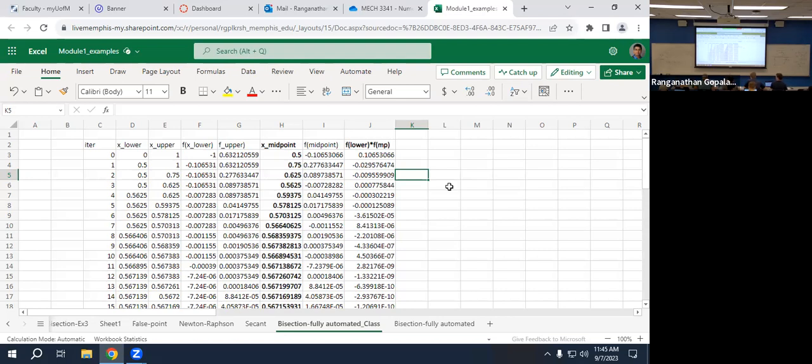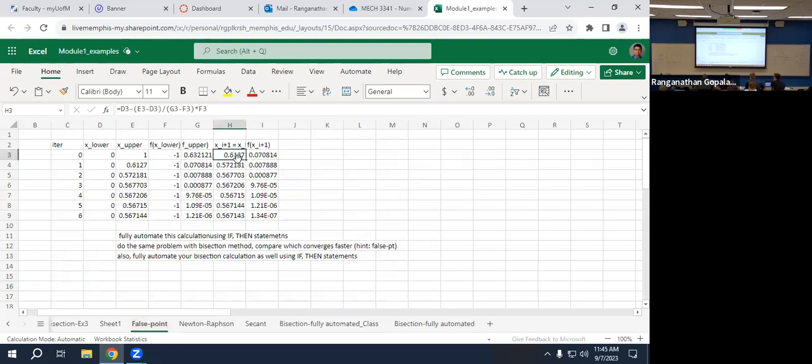Other questions? Now, what is the difference between this bisection method and this false point method? The only major difference is the way you update your x value. In the bisection method, you just take the midpoint without thinking much. In the false point method, you use a formula which I've already punched in here as x lower and x upper and involving the function values and the slope.